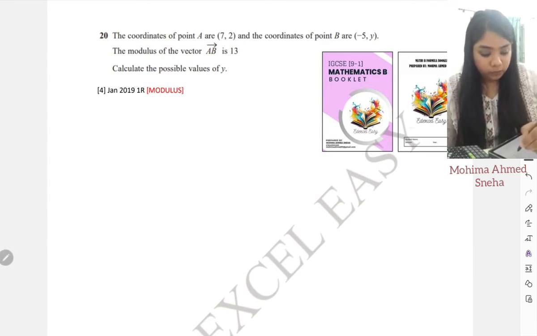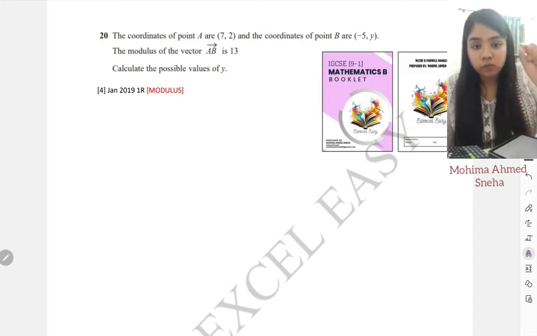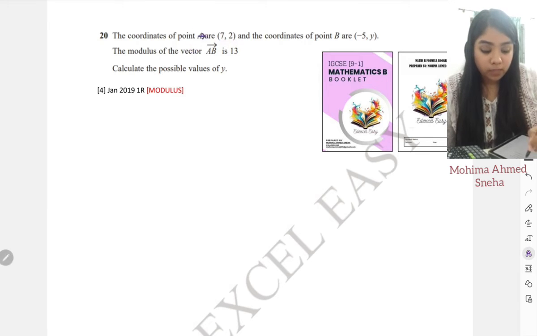Over here the coordinates of point A are 7, 2. Coordinates are usually part of a graph, and how do you actually plot a coordinate? You always plot a coordinate with respect to the origin, right? So point A indicates that in vector format this would be written as OA, from O to A. Point A has coordinates 7, 2, point B has coordinates 5, y, and they have already provided the modulus of the vector AB as 13. So you have to find the value of y.